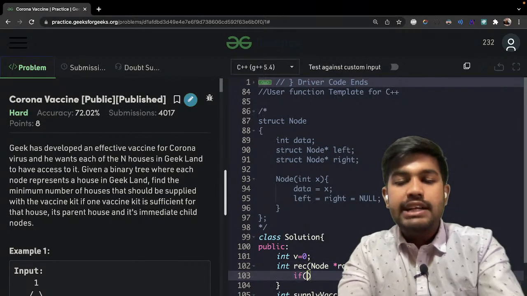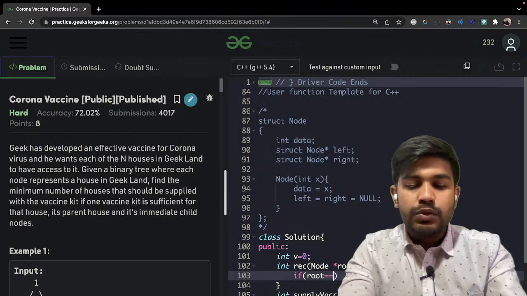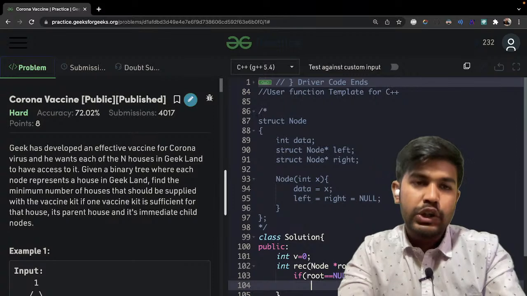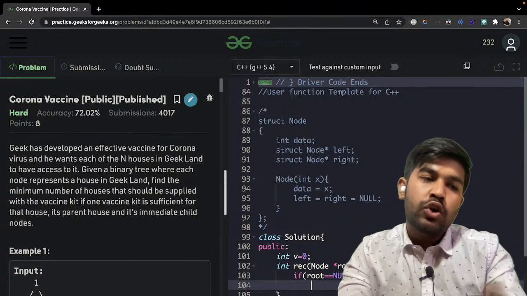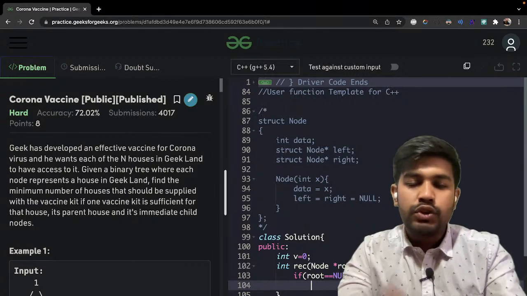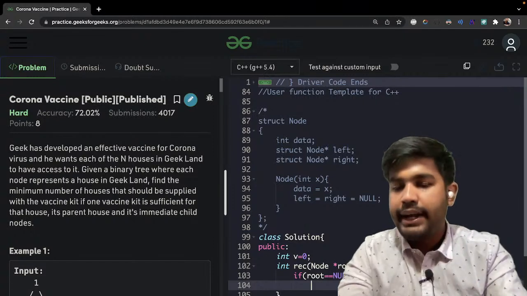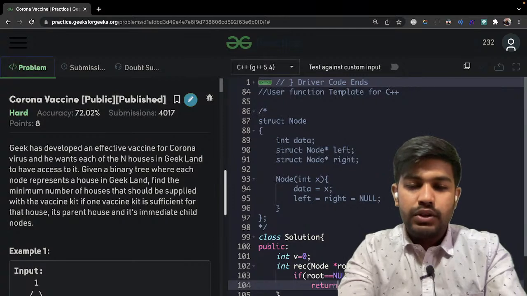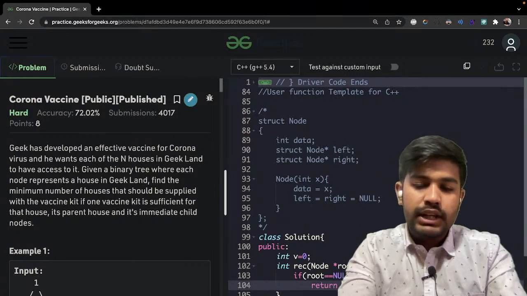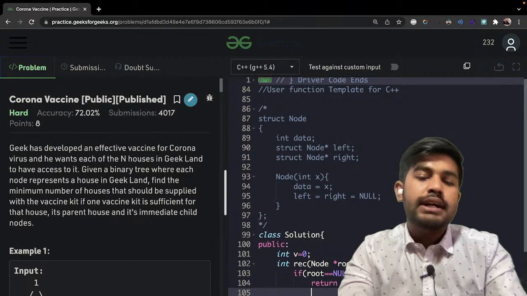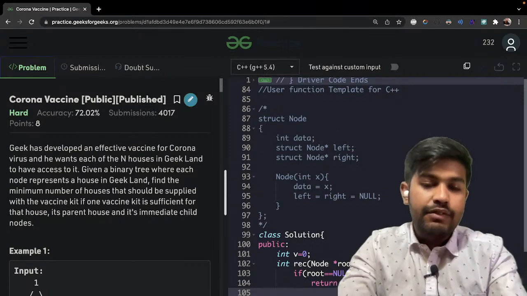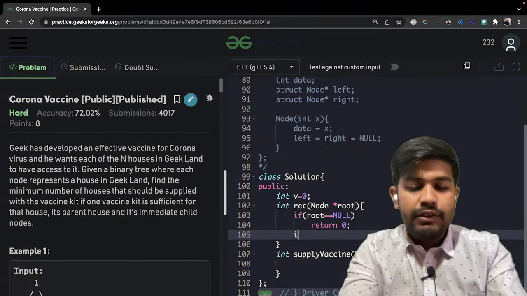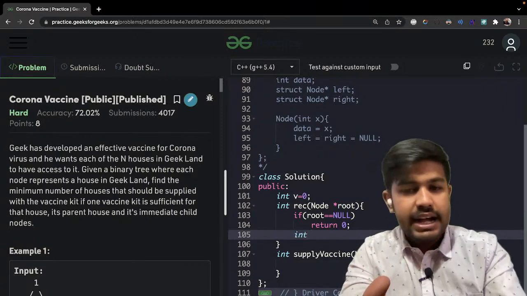So we have already decided that if the root is equals to null, or you can just write not root, because null, with not, would make it 1. That's a short form of writing it, but I won't be writing it, as that would just confuse you. So if the root is null, we don't want any vaccine, but neither can we provide any vaccine, and we are done with this. Fair enough. Now comes the case that we would go to the left child and the right child.